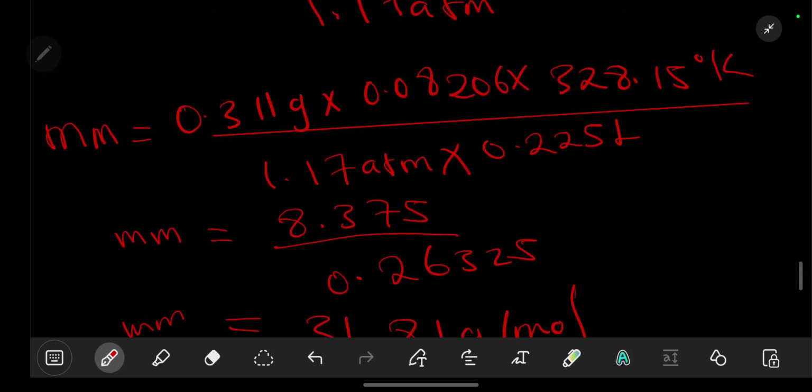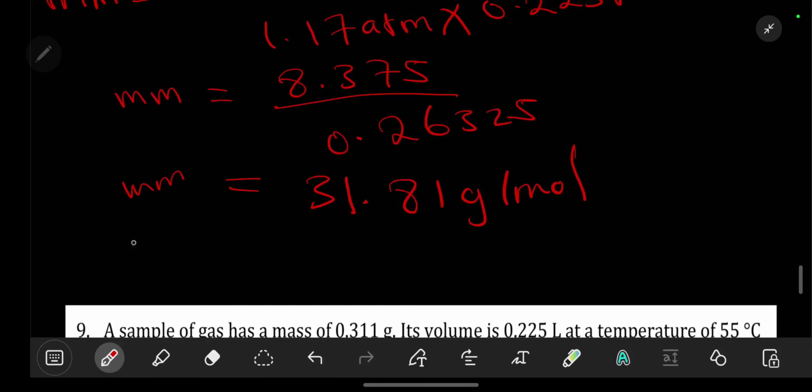Due to rounding off, it was probably supposed to be oxygen, which is 32, which is close enough. So we have this value that we have found as our molar mass. Let's move on to our next problem.